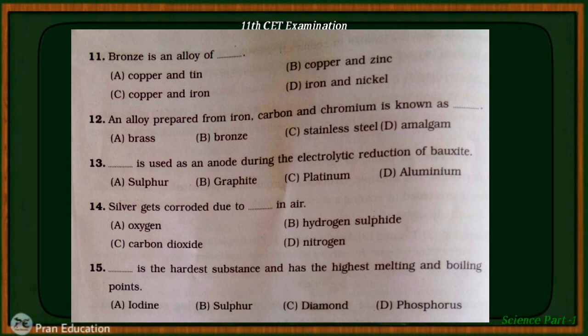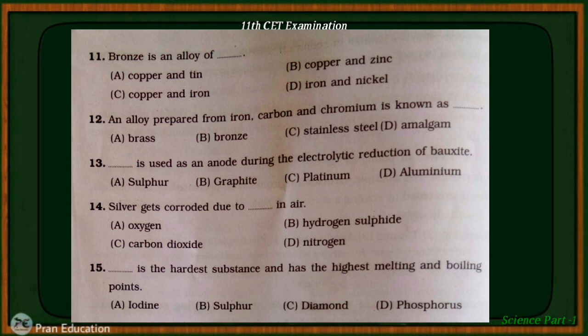12th. An alloy prepared from iron, carbon and chromium is known as dash. Options: A. Brass, B. Bronze, C. Stainless steel, D. Amalgam. The correct option is option C. Stainless steel.